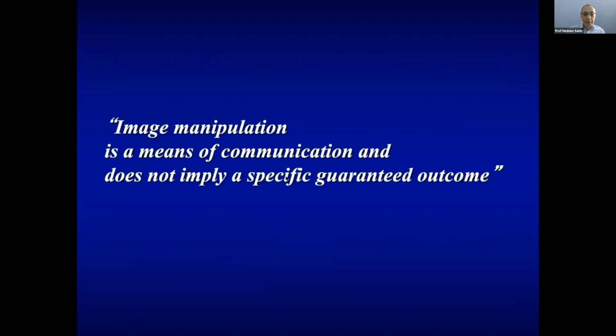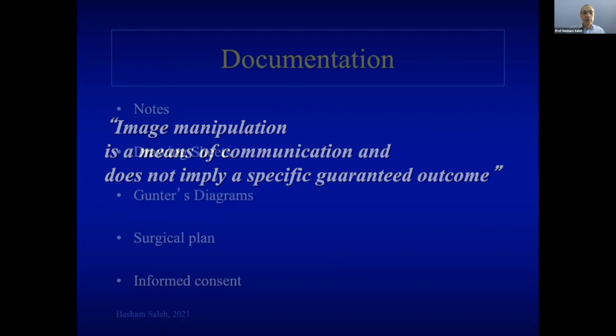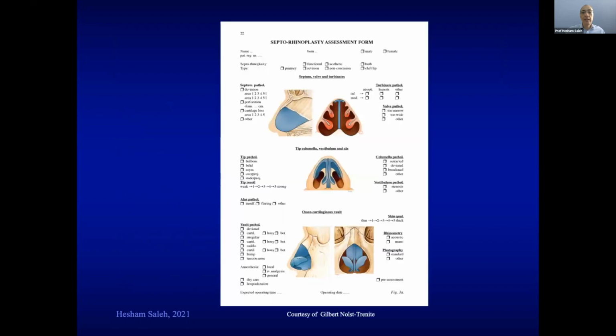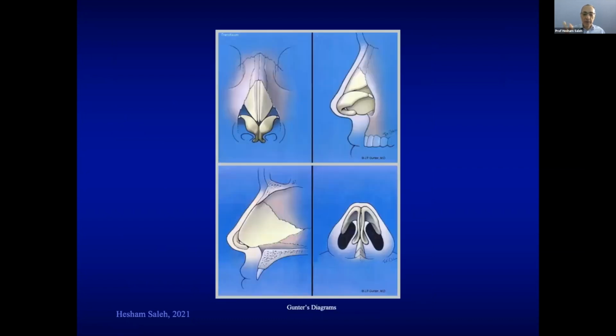Give them something written like this if they want the photographs. Image manipulation is a means of communication and does not imply a guaranteed outcome. So finally, documentation: write everything, draw sheets, diagrams, write your surgical plan, and do the consent. If you like, you can download things like this from the internet, but I just draw my own, and you can also get software that shows you what you're going to do.